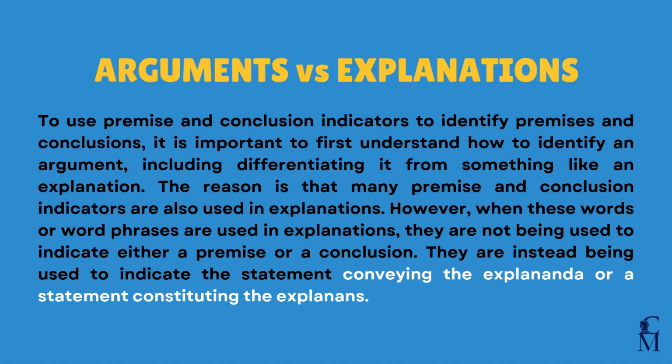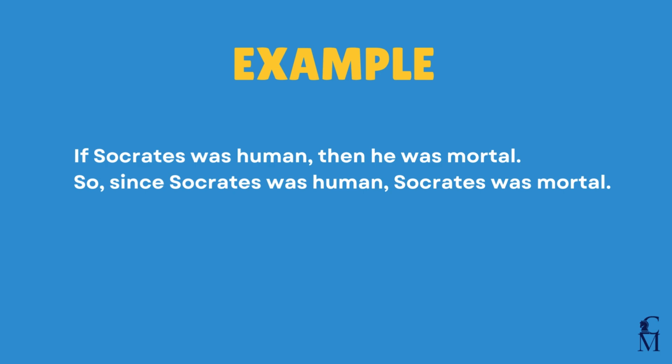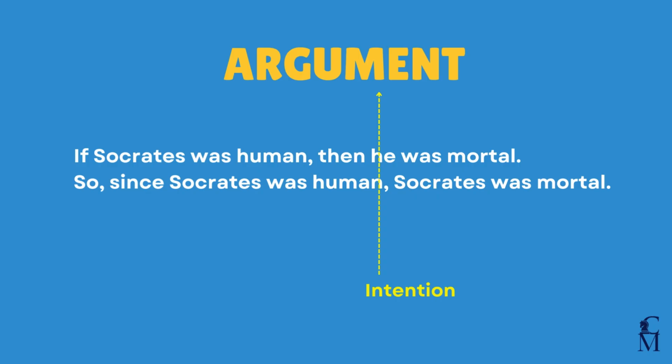For example, consider the sentence about Socrates being mortal that we spoke about in the earlier lesson on what makes arguments different. The example states that, if Socrates was human, then he was mortal. So, since Socrates was human, Socrates was mortal. Recall how we spoke about how we can identify this sentence as an argument based on the intention behind its use. If the intention behind the use of the sentence is to convince someone of the truth of the main point of the sentence, then it is an argument.